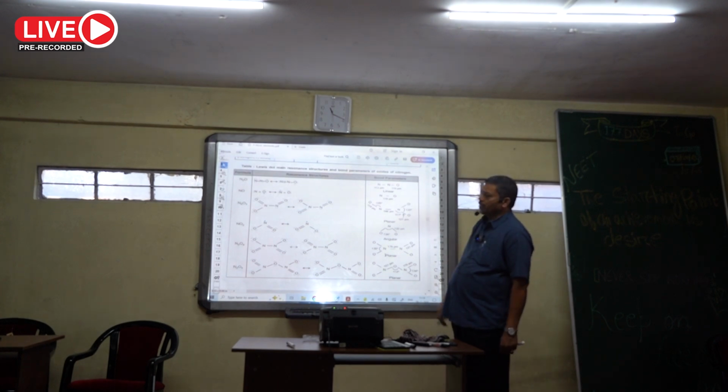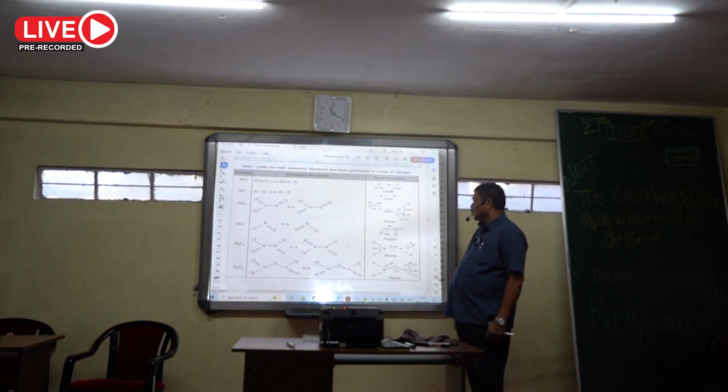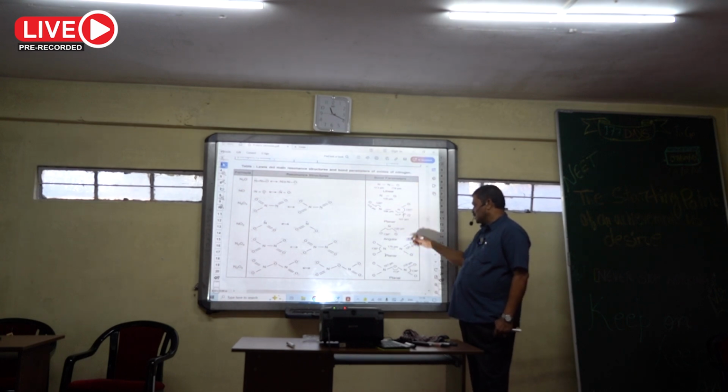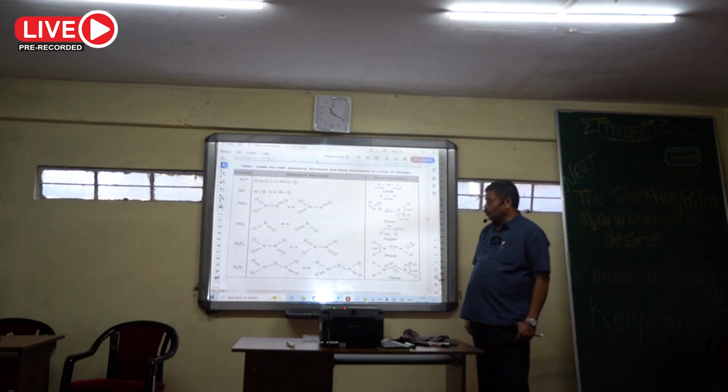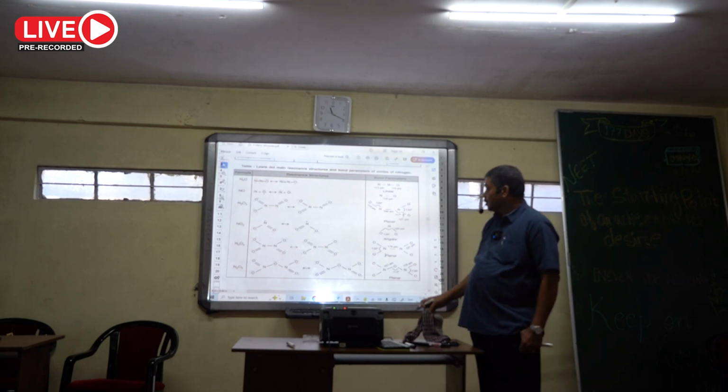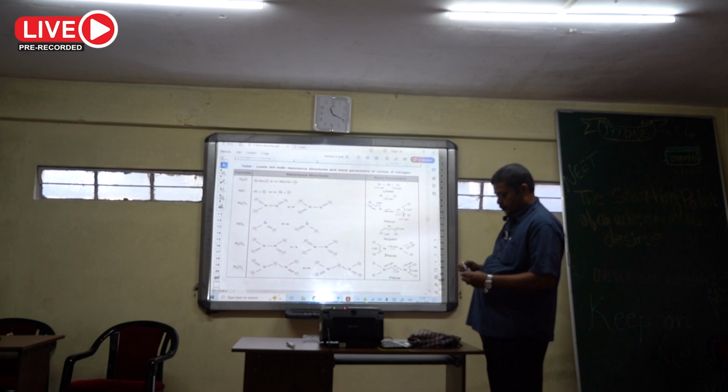These structures you have to practice from an NCERT textbook or anything. All structures are important. No need of bond lengths, bond angles, that becomes too memory type. But resonance structures, Lewis dot structures you should know.